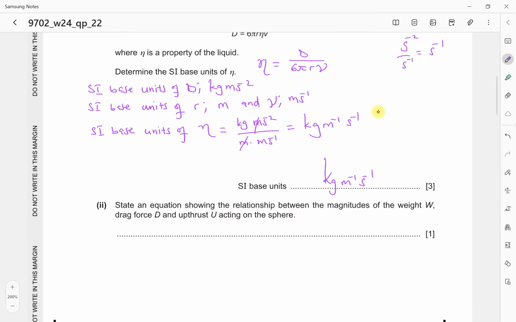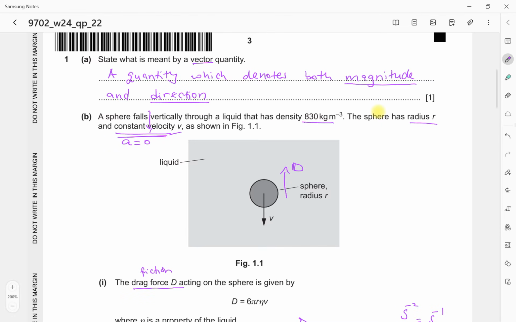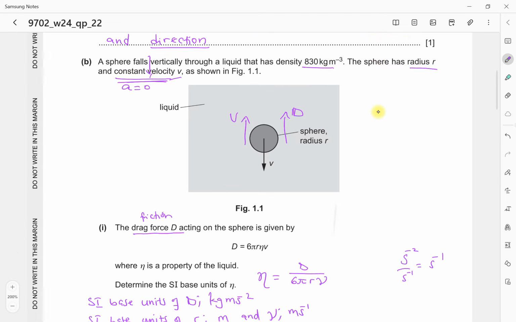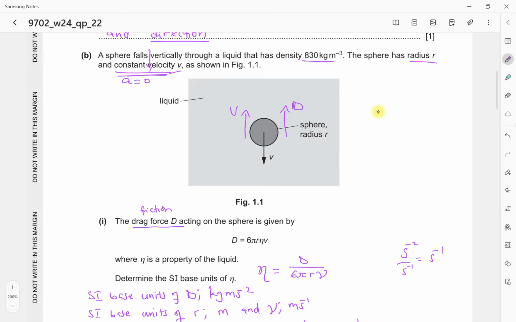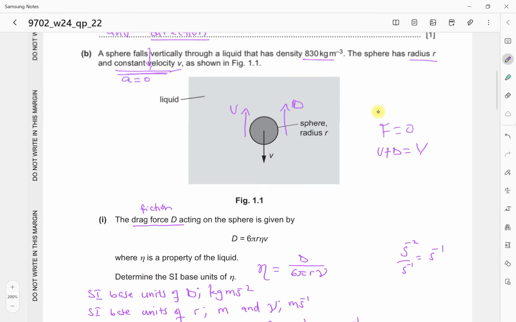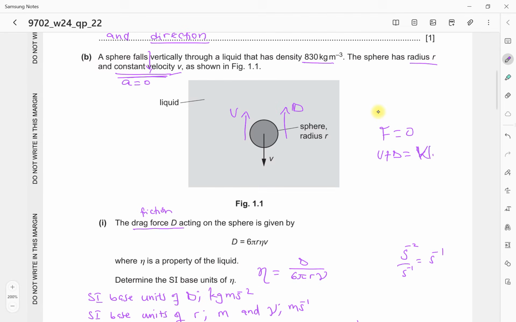Then state the equation showing the relationship between the magnitudes of W, D and upthrust. Of course, upthrust is an upward force, so the upthrust is always upwards. Then D was the drag force, which depends on the direction of motion. Since the sphere is falling downwards, the drag force, which is like friction, is going to be upwards. So because the speed is constant, the resultant force must be zero, which means the upthrust plus the drag force must be equal to the weight.